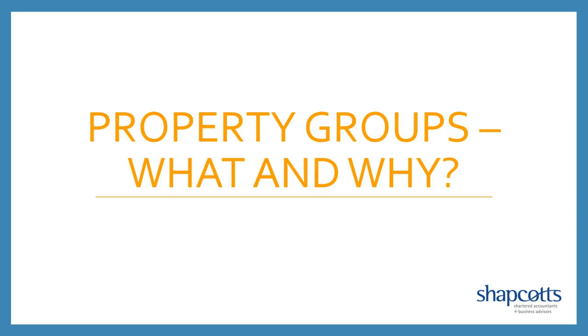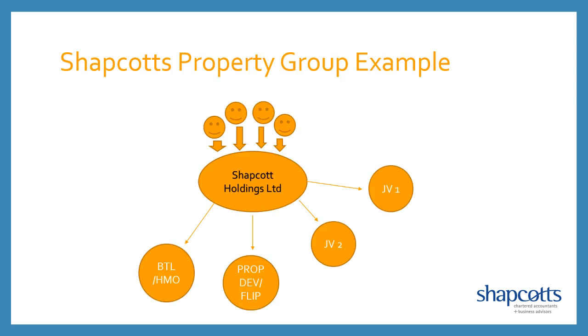So let's move on to briefly property groups. What and why? So what is a property group is probably the best question to ask first. Well, this is a group of companies that is owned by individuals or an individual through a holding company. So I've got my Shapcotts Holdings Limited there. And that holding company then owns a number of subsidiaries. So other companies. These are typically owned 100% by the Shapcotts Holdings Limited or Your Holdings Limited.